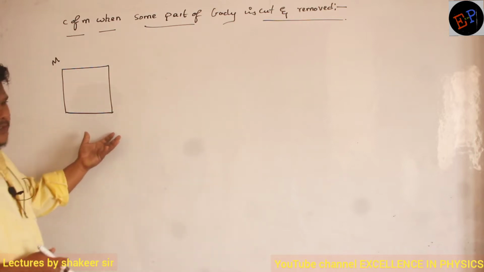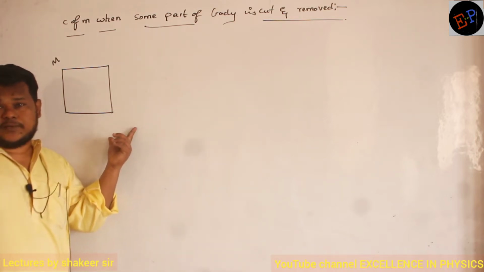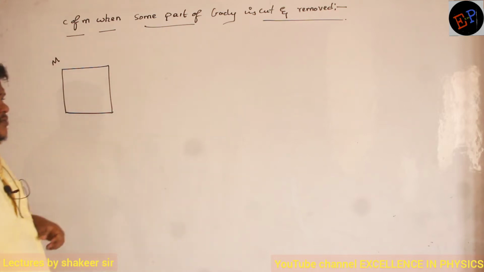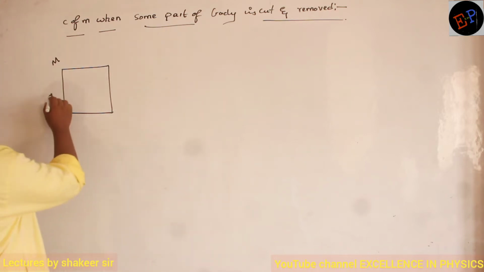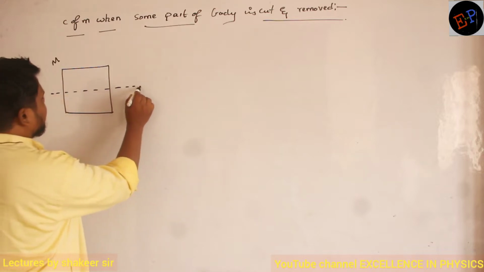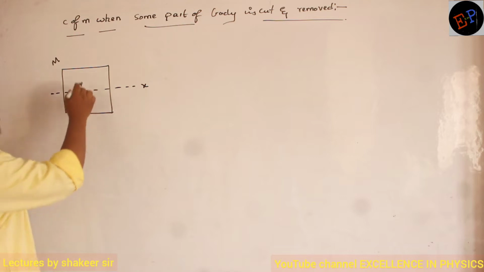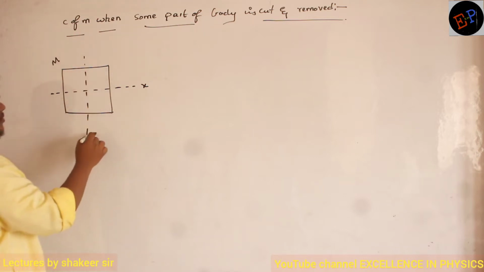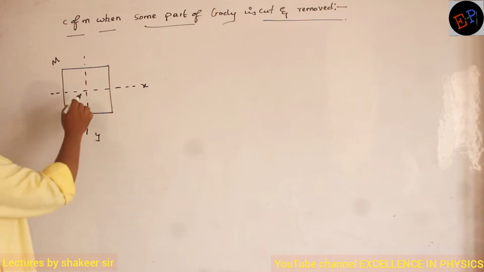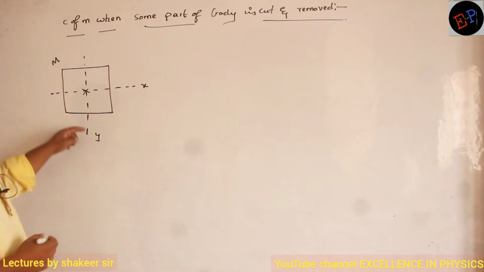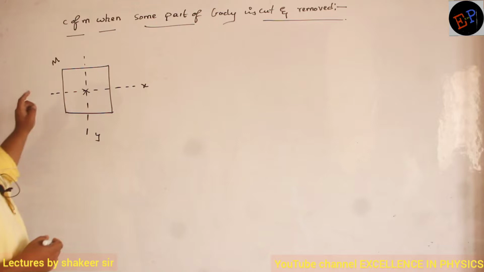And this is a regular body, appearing like a square. Square is a regular body, a symmetrical body. So where will the center of mass lie? It is symmetrical about the x-axis, and similarly it is symmetrical about the y-axis also. So center of mass will be somewhere here. Are you able to understand? So this will be the position of center of mass for this body.